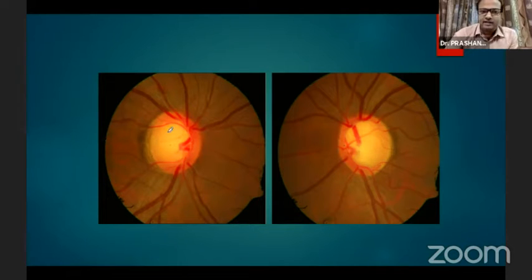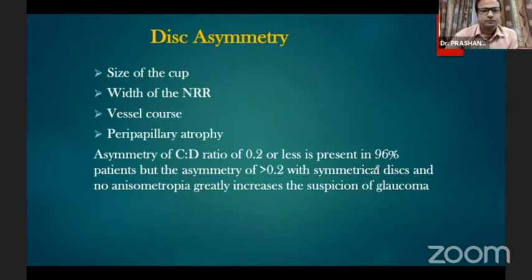Like this, both the discs are... we can see both the pictures. The discs are very big, large discs, but these discs are following the ISNT rule. So the inferior rim is thicker. So these can be normal discs.